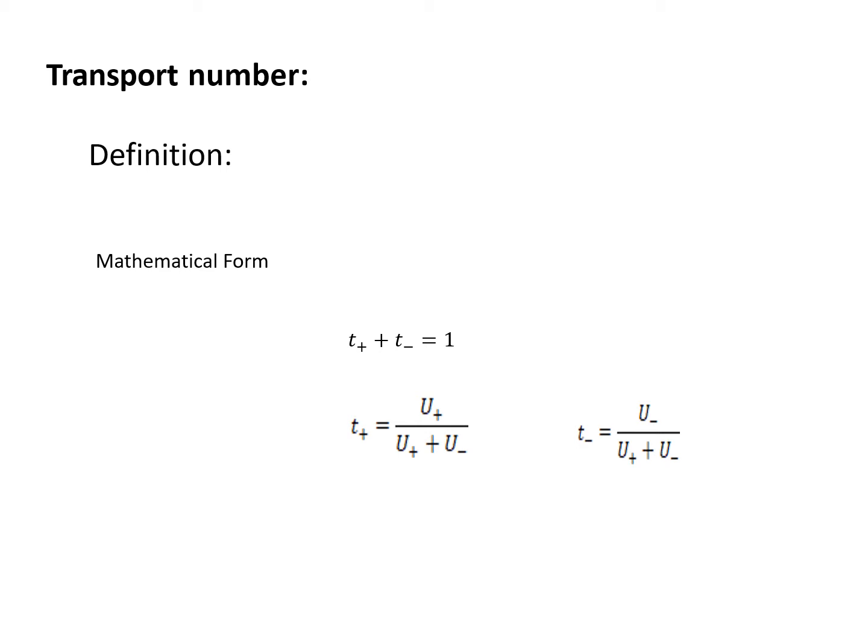Suppose U plus and U minus are the ionic mobilities of cation and anion respectively. The transport number of a cation, T plus, is given as U plus by U plus plus U minus, and the transport number of an anion, T minus, is given as U minus by U plus plus U minus. Here U plus is the ionic mobility of a cation and U minus is the ionic mobility of an anion.